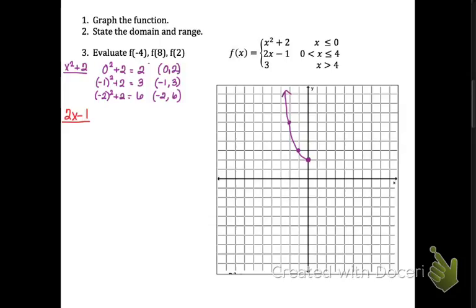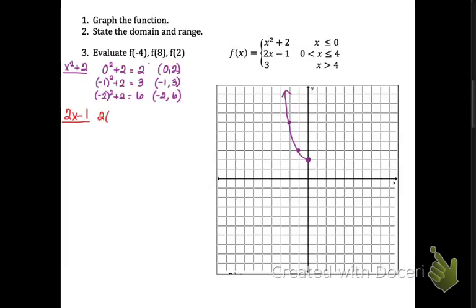Now, here's what is different about this one. We have a range. X is between 0 and 4, not including 0, including 4, based on our inequalities. So what I would do is plug in those two values. Plug in 0 and plug in 4. That's going to show you where your line starts and where your line stops. So we could just connect those 2 points.